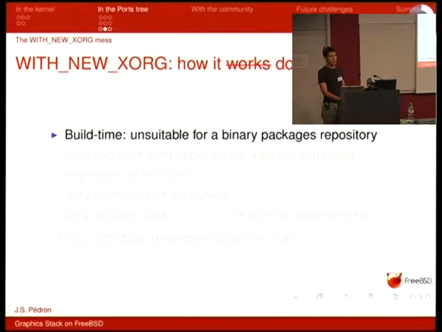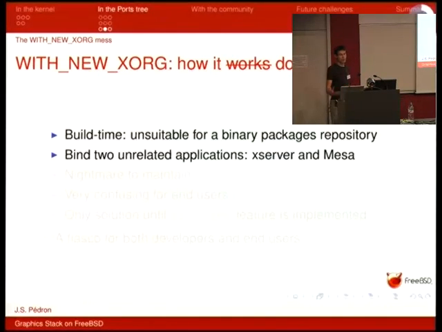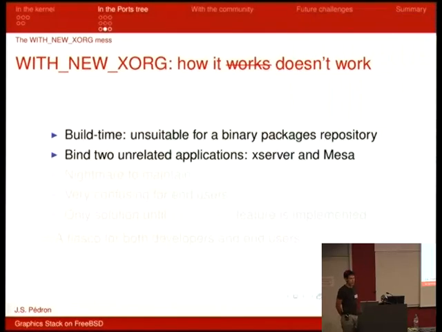I suppose you noticed how broken it is. First, it's unsuitable for binary packages because FreeBSD 9.0 and 9.3 have different levels of support, but they use the same repository. Second, this binds X Server and Mesa together, and this is very wrong. Besides, Mesa 10 works way better on Radeon than 9.1, and we can use Mesa 10 with our Intel driver, except on FreeBSD 10.1. And the WITH_NEW_XORG flag doesn't allow selecting a specific Mesa version.